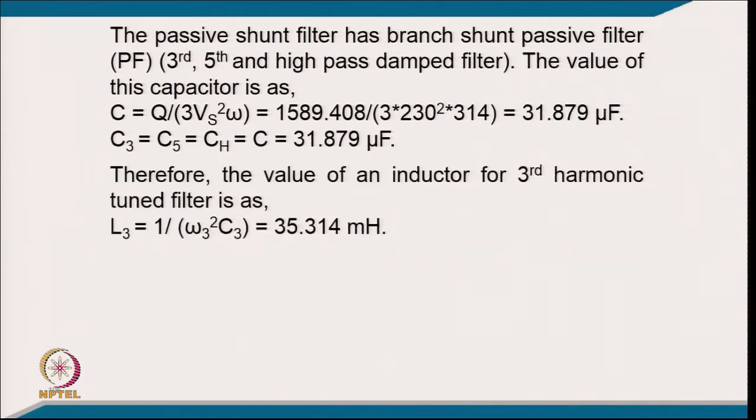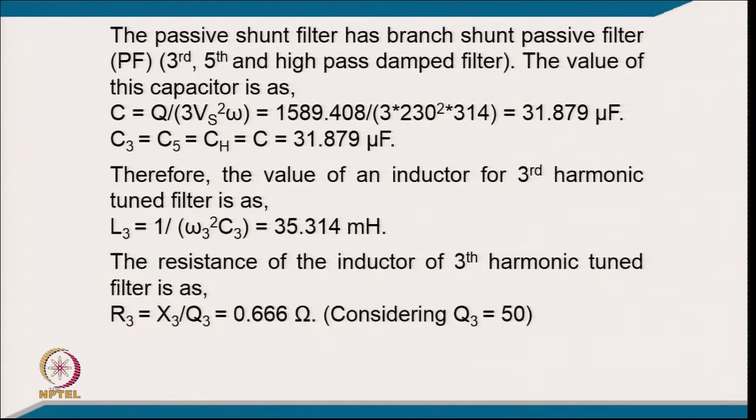Therefore, the value of inductor for third harmonic, tuned by this relation, 1 by omega 3, that is 3 times omega 1, into C3, putting the value, L3 comes 35.314 millihenry. And the resistance of the inductor for third harmonic from the quality factor, considering the quality factor of 50, it comes X3 by Q3. So, it comes 0.66 ohm.